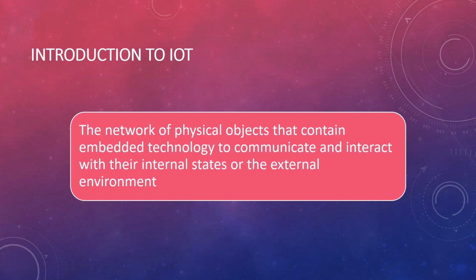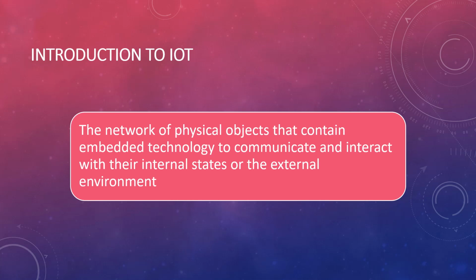Unlike traditional internet usage that revolves around human interaction, IoT emphasizes machine to machine communication. Devices communicate with each other autonomously, often with minimal or no human input. This shift from human centric to device centric communication is what makes IoT distinct.